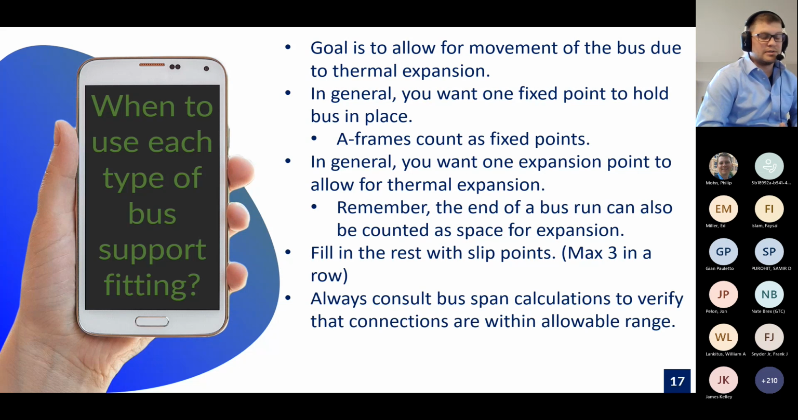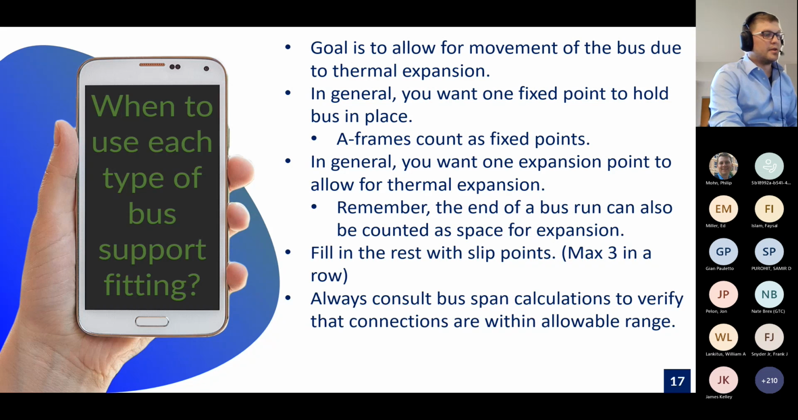And then when choosing situations, say like for dead end connectors, you always need to consider thermal expansion, because transmission line conductors are typically run at a higher temperature and rated differently than the same conductor would be in the substation. So that is always something you would need to consider as well.